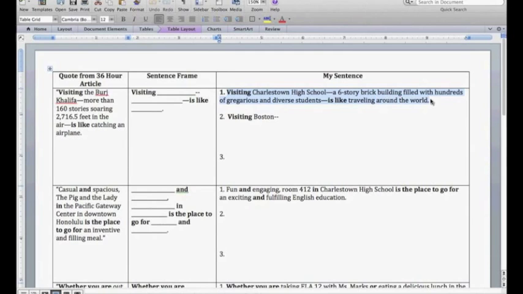Visiting Charlestown High School, a 6-story brick building filled with hundreds of gregarious and diverse students, is like traveling around the world. And then asking them to also write their own sentences.